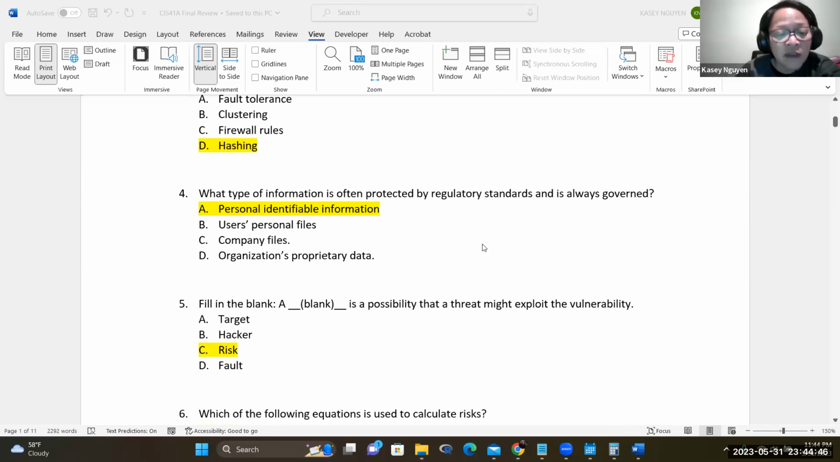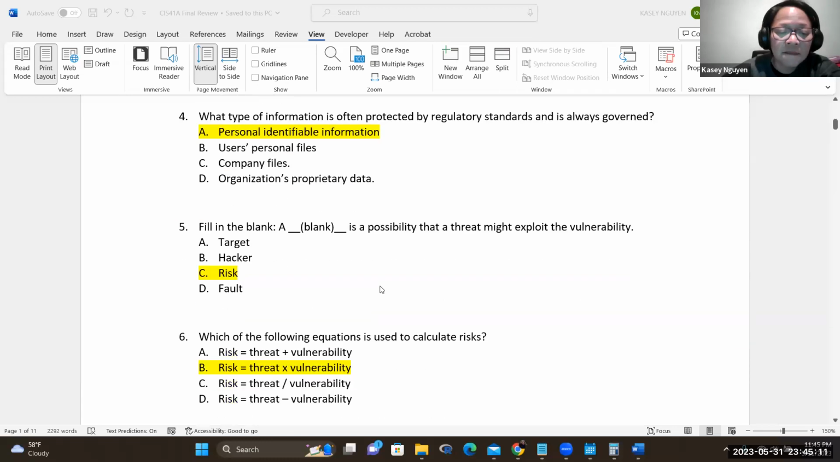In question number 5, it asks you to fill in the blank. A blank is a possibility that a threat might exploit the vulnerability. And this is the true definition of a risk. So a risk is a possibility that the threat might exploit the vulnerability. And we want to be able to qualify and quantify risk. So make sure that we understand and know what risk is.